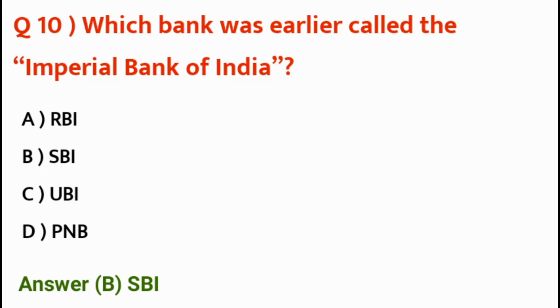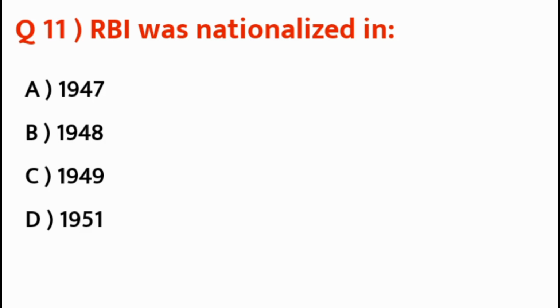Next, question number 11. RBI was nationalized in the year. These are the years, and the correct option is option C, 1949. In 1949, RBI was nationalized.